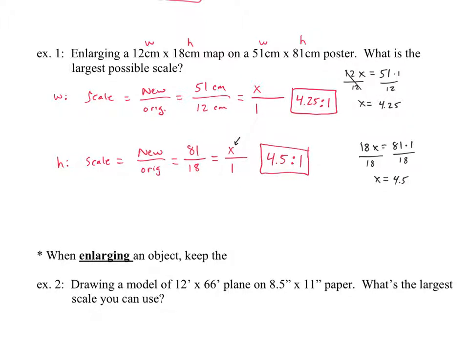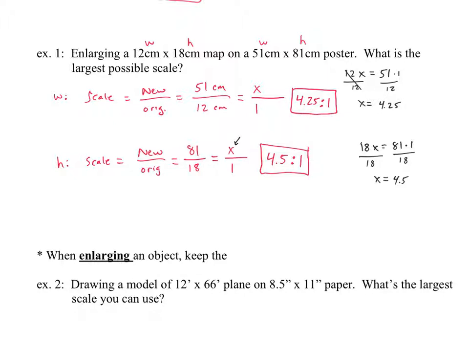So once we have that, we're saying we can make it 4.25 times bigger in the width. We can make it 4.5 times bigger in the height. So now which one do we keep? Well, if I can only make it 4.25 times bigger this way, if I try making it 4.5 times bigger in that direction, it's going to go off the page. So that's not going to work. So I'm going to end up keeping my smaller one.